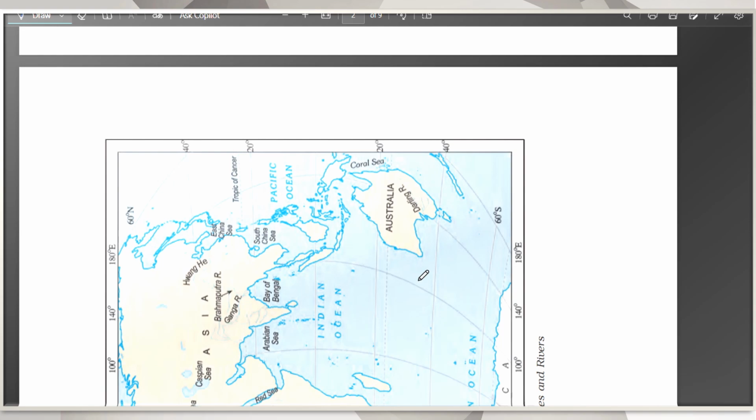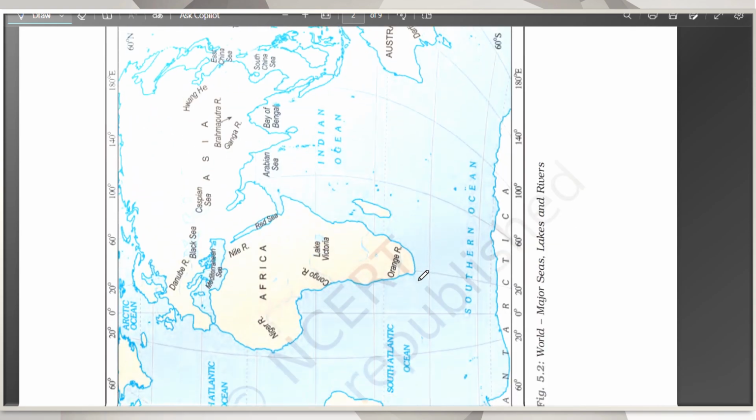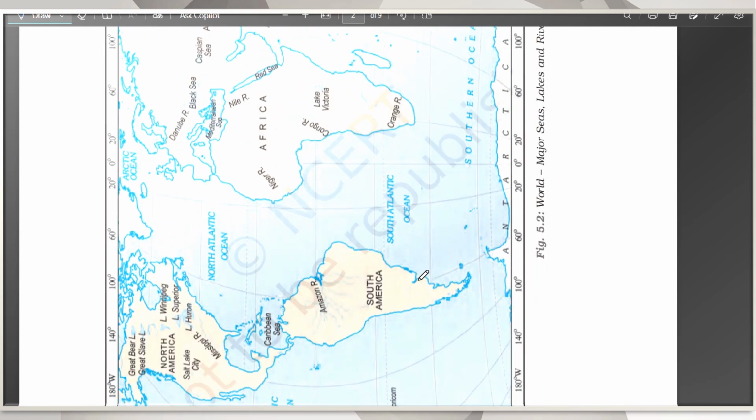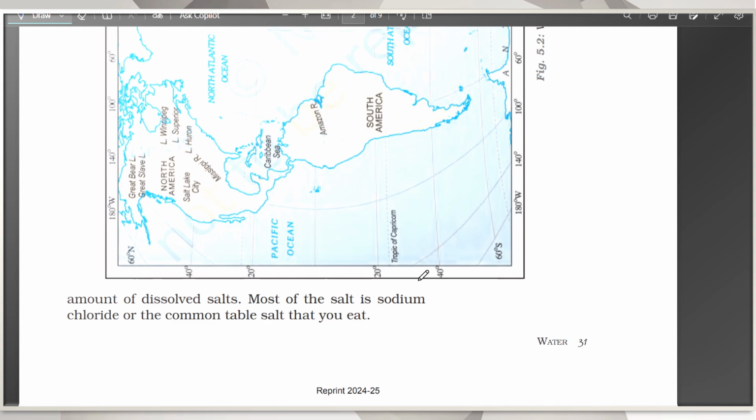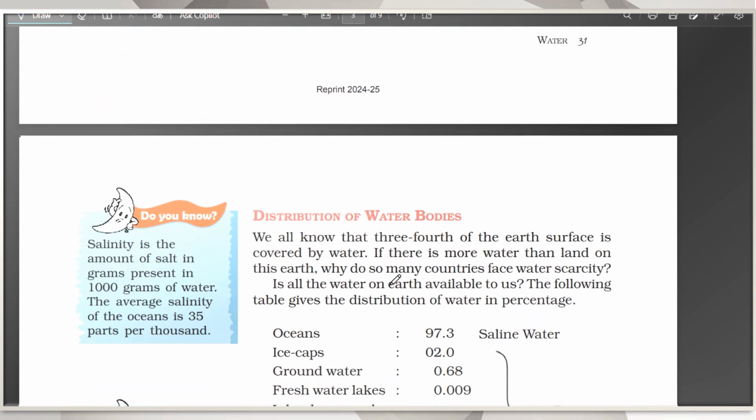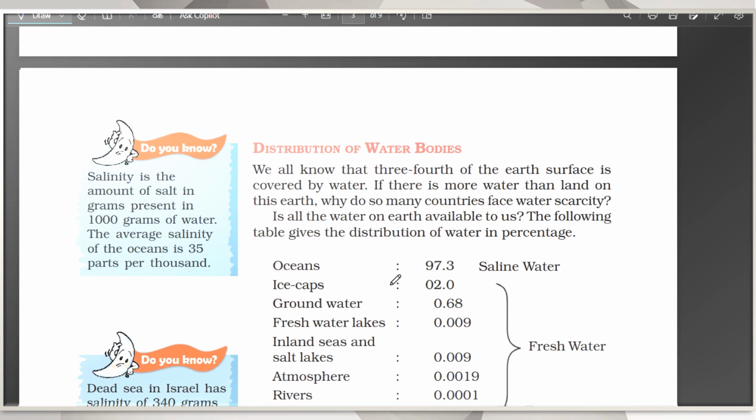See here, they have given the map about the major seas, lakes and rivers. Most of the salt is sodium chloride, that is NaCl, which is also known as common table salt that we eat every day. Now let's understand the distribution of water bodies.